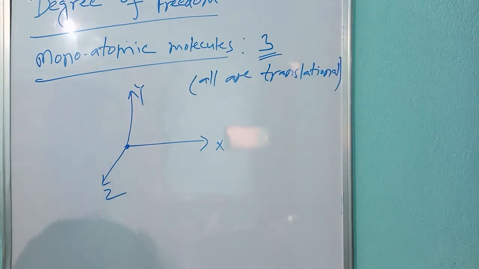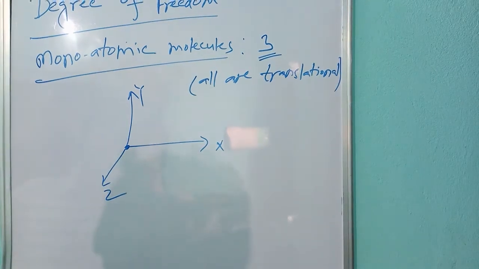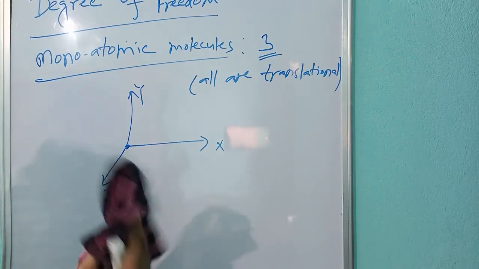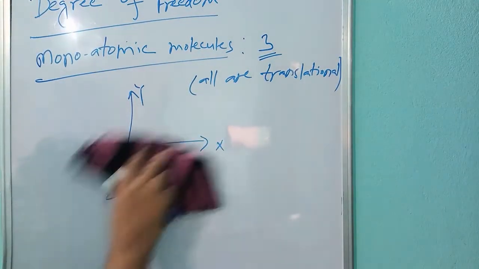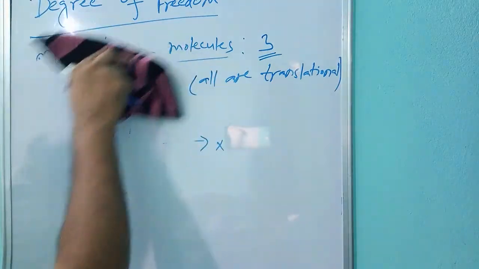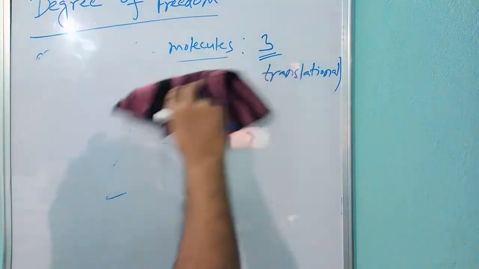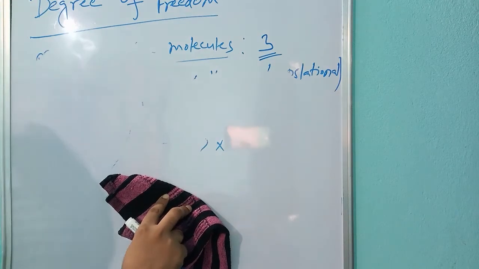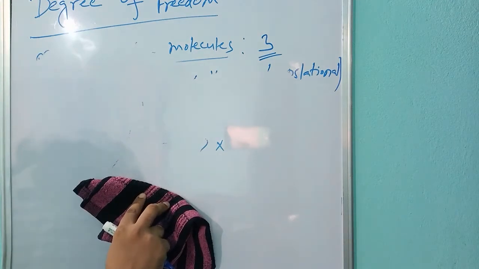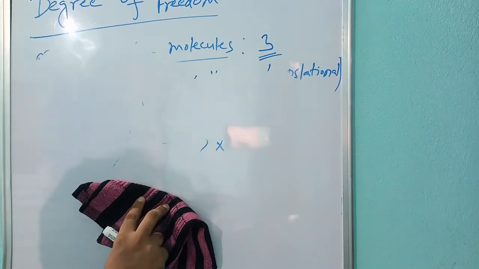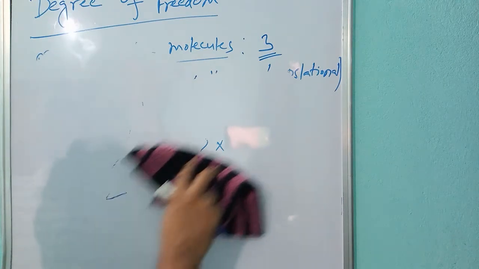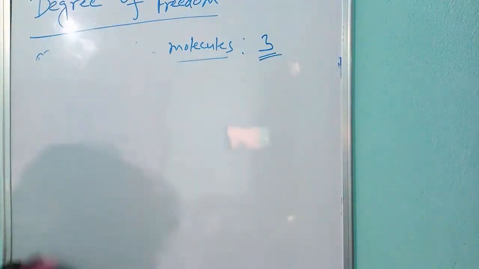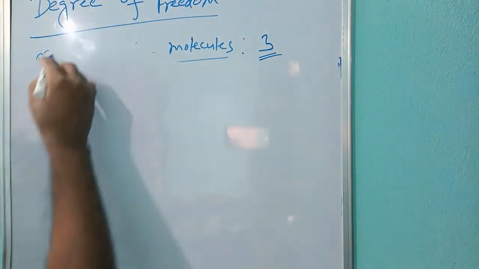So remember, in the case of monoatomic molecules the degree of freedom will be 3. I forgot to tell that in the monoatomic case, examples are helium, neon, this kind of molecule. So now I am going to discuss diatomic molecules.